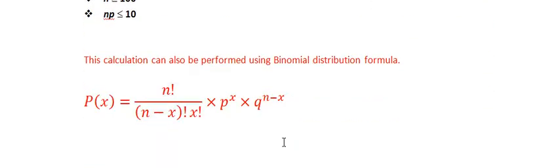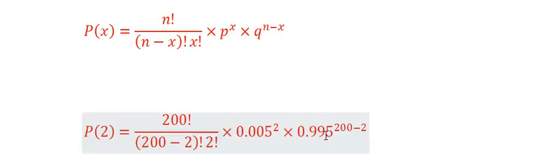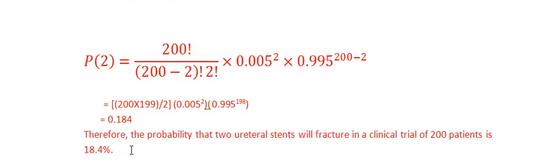So this is the binomial distribution formula. Now put in those values. N is 200, X is 2, P value is 0.005, the Q value is 0.995. How did I get this? It's 1 minus P, 1 minus 0.005. So we've got the same answer here. The probability that two urethral stents will fracture in a clinical trial of 200 patients is 18.4%.